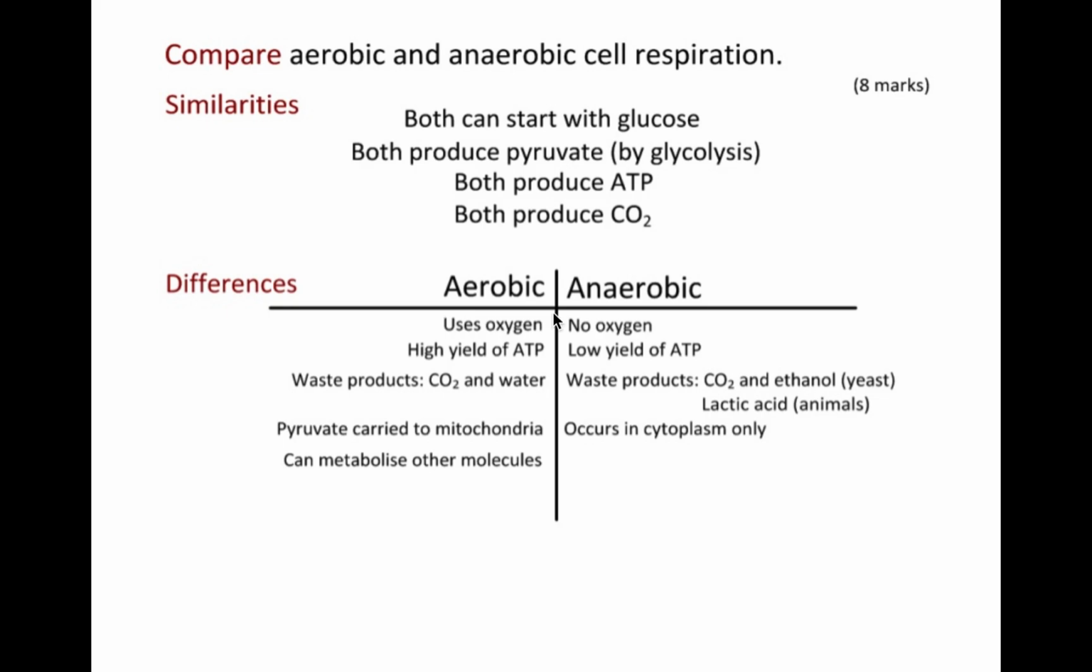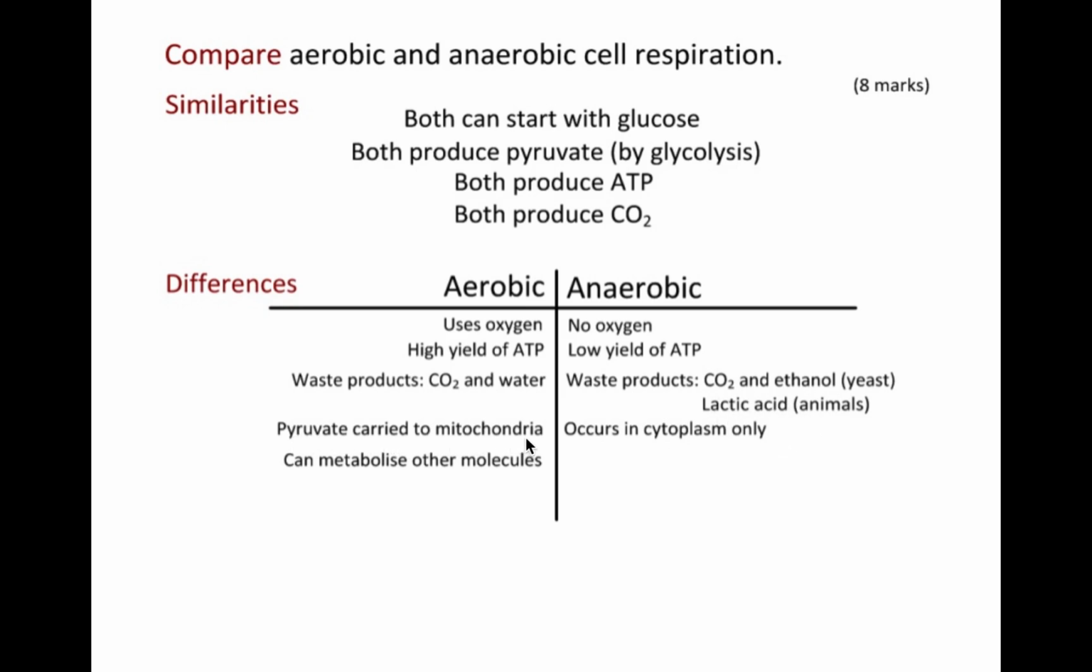The differences are aerobic respiration uses oxygen where anaerobic does not. Aerobic produces a high yield of ATP, 36 to be specific, and anaerobic produces a very low amount of ATP. The waste products from aerobic respiration are carbon dioxide and water, where the waste products of anaerobic respiration are carbon dioxide and ethanol for yeast, and then for animals, lactic acid.